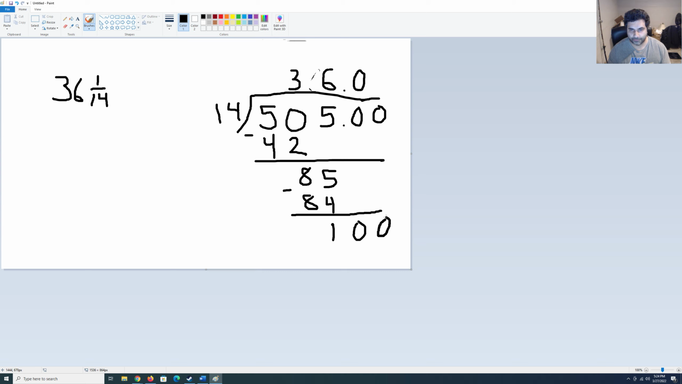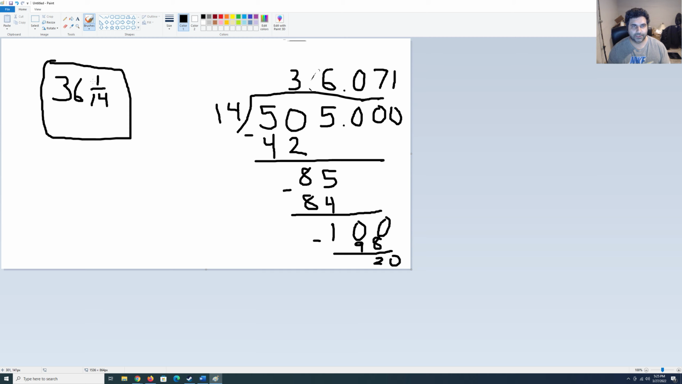So then we'll add another 0. That 0 drops down. And now 100 divided by 14, you can test out different numbers, and then you'll find out 7 is the closest. 7 times 14 is 98. Okay, and then you get a remainder of 2. So you can keep this up. You can add another 0, drop it down. What's 20 divided by 14? It would go into it once, and so forth. But typically, you don't really need to know the exact answer. It's about 36.07. If you want the precise answer, it's 36 and 1/14.